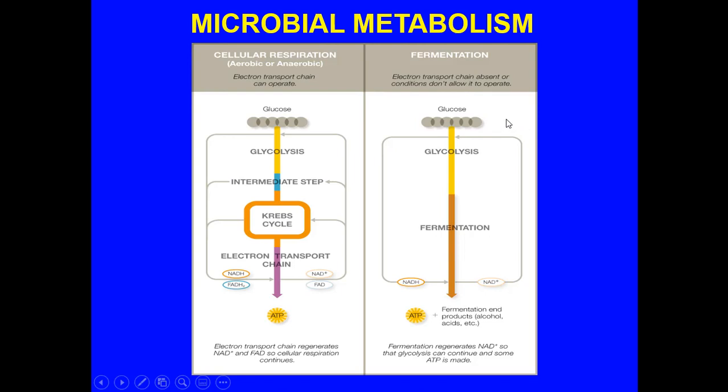the electron transport chain is either absent or the conditions do not allow it to operate. So what you get here is glucose going through glycolysis and then shunting off to a fermentation process. Now, you will get some ATP, but the fermentation products tend to be things that we would be interested in: alcohol, acids, other types of products synthesized through fermentation. The fermentation will regenerate the NAD+, so that glycolysis can continue and some ATP is made.